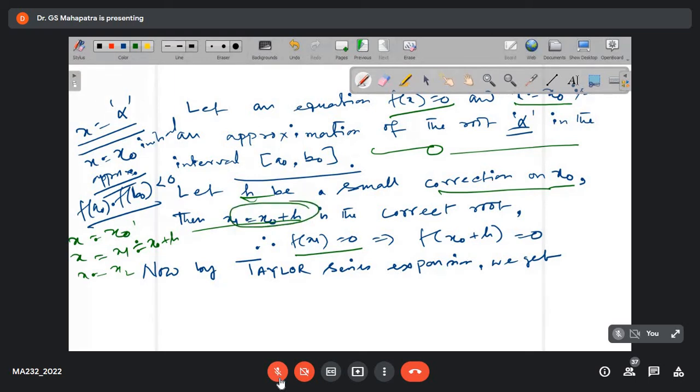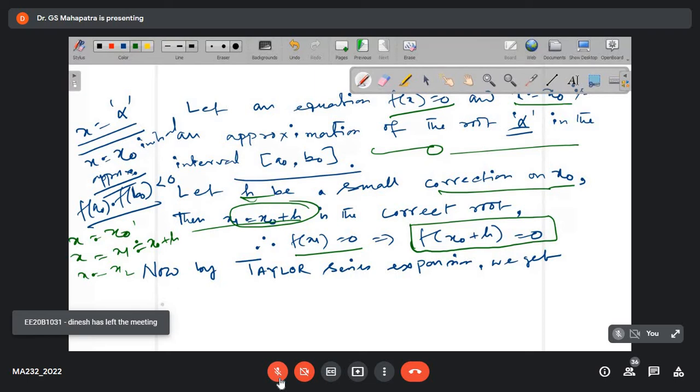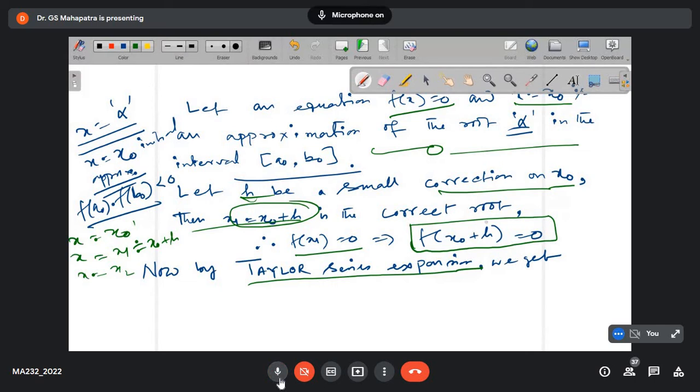By Taylor series expansion we get, somebody should answer: what will be the Taylor series expansion of f of x0 plus h equals 0? Try to answer, I will correct it. It's not an exam. Quick. You have already studied this, first year maybe, but surely you have studied that one. What is the answer?